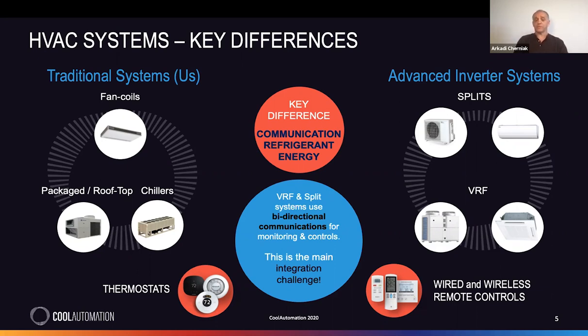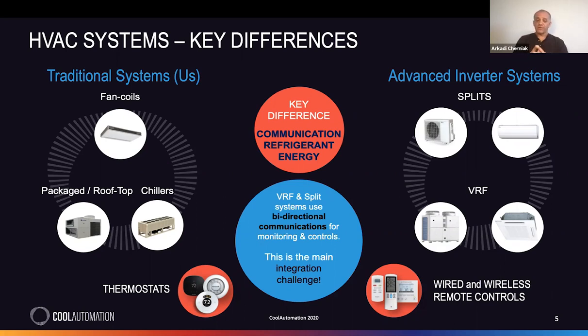And that's the huge difference between these traditional systems and the systems that you see on the right, the split systems and the VRF systems. These are very advanced systems. The main differences between them is that the advanced systems communicate. They use refrigerant instead of water like used in the traditional systems. And the big advantage of them is the comfort they give the end user and the energy they save.